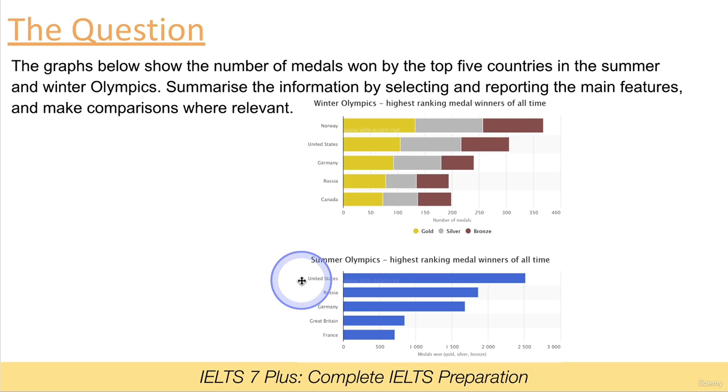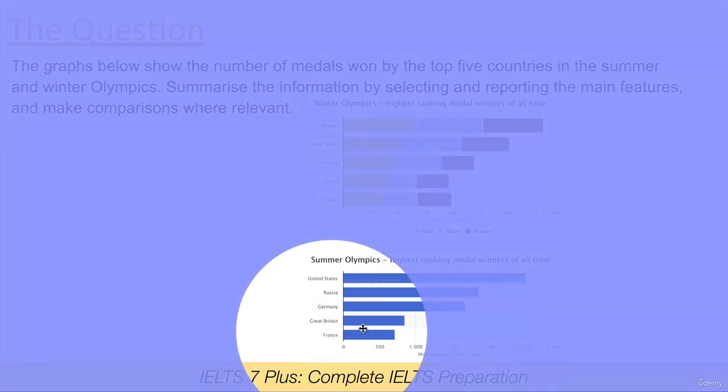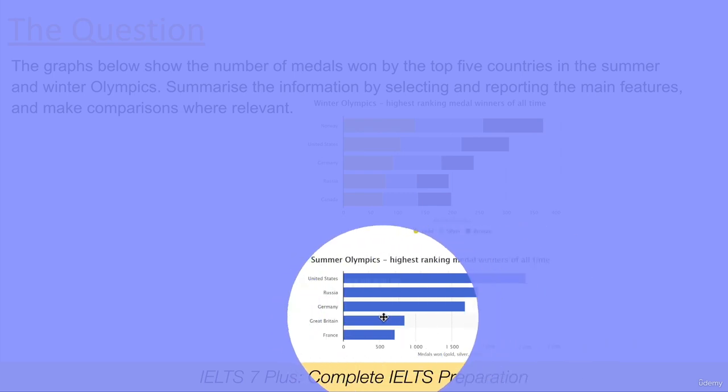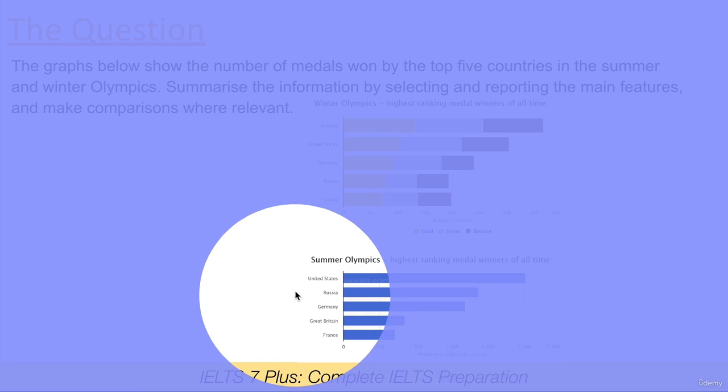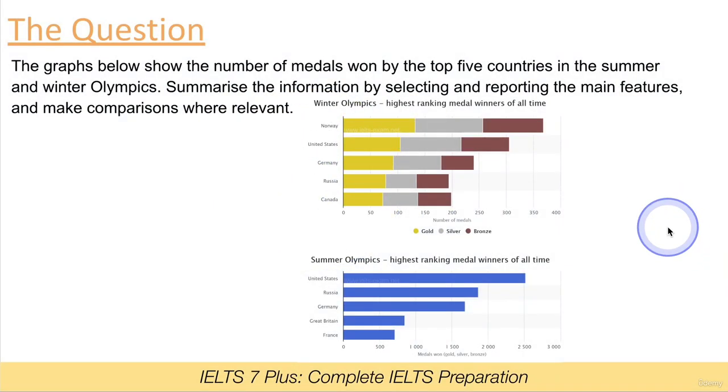Then down here we've got the Summer Olympics. Now they haven't done the same as Winter. We don't know how many gold, silver or bronze individually in those different categories. We just know the total, so gold, silver and bronze all together. On both bar charts, we've got the number of medals on the x-axis going along here, and on the y-axis we've got the countries. Lovely.